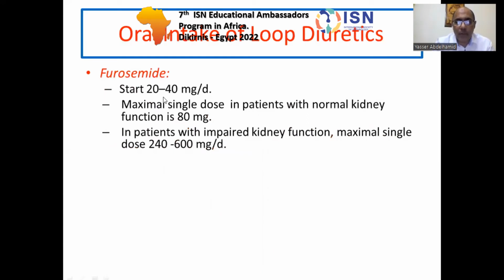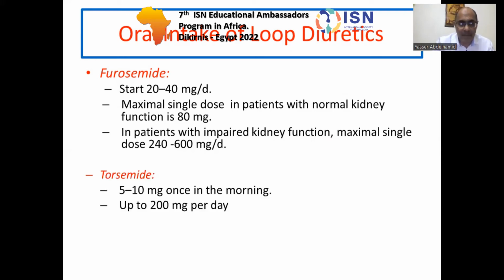These are the oral doses. Please remember that the maximum single dose in a patient with normal kidney function is 80 for furosemide, and a higher dose is needed with impaired kidney function. Furosemide, bumetanide, torsemide are all secreted inside the lumen. We need a larger dose for these drugs to act in cases of impaired eGFR, as they are filtered and act from within the lumen. So a higher dose is needed as glomerular filtration rate is impaired to attain the same effect.